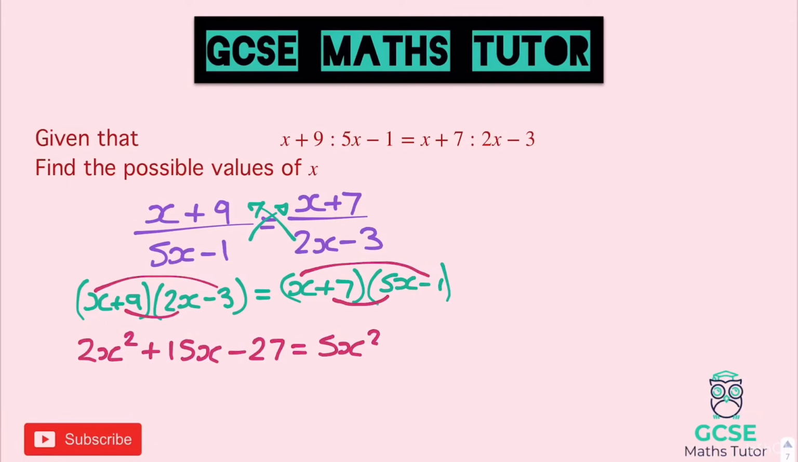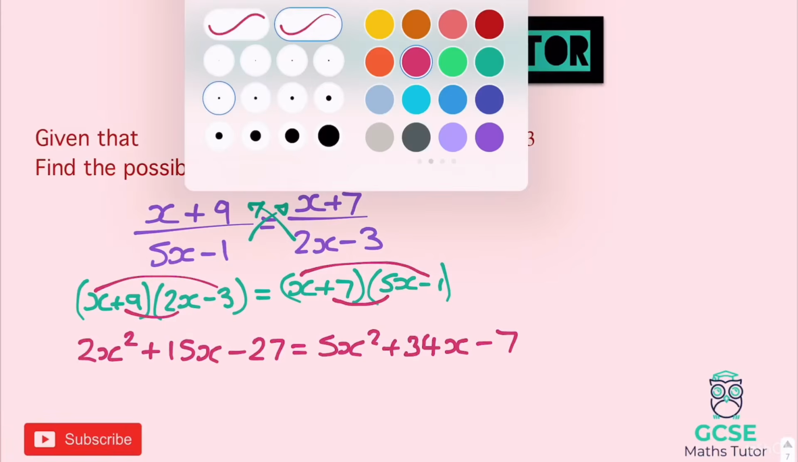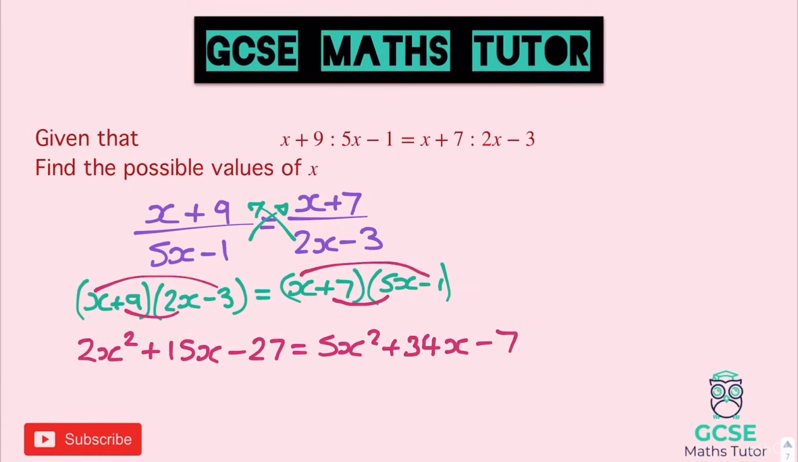So 35 take away 1 is 34, so plus 34x. And then 7 times minus 1 will give us minus 7. Right, okay, so again we're moving all the pieces to the right. We'll get rid of this 2x squared to start with. So 0 is going to be equal to 5x squared, take away the 2x squared is 3x squared. We've got minus 15x from both sides, so 34 take away 15 gives us 19, so plus 19x.